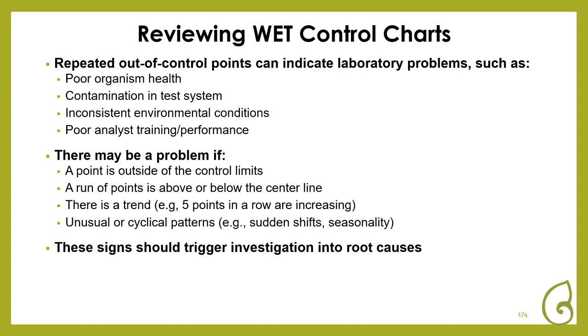So when you're looking at a toxicity control chart, repeated out of control points can indicate laboratory problems like poor organism health, contamination in the test system, inconsistent environmental conditions, or poor analyst training or performance. And you might have a problem if you see a data point or more outside of the control limits, a run of points above or below the center line, some kind of observed trend like a run of points that's increasing or a run of points that's decreasing, or unusual or cyclical patterns, maybe some sort of seasonal effect. If you observe any of those, it should trigger a follow-up investigation and potentially a root cause analysis.